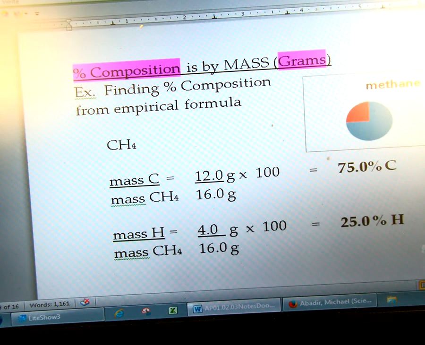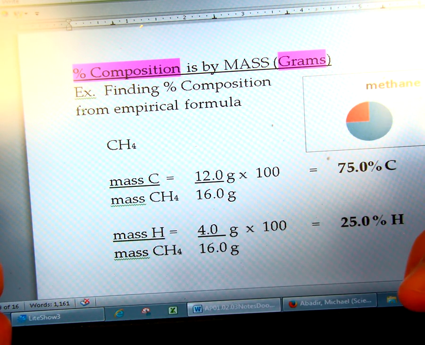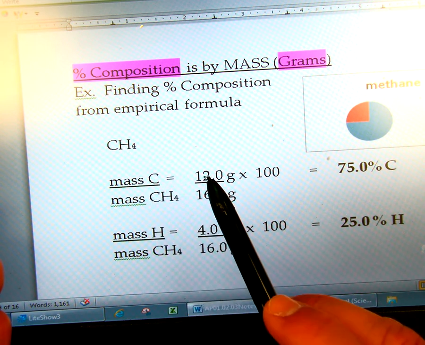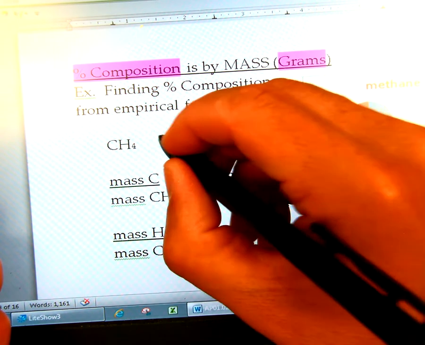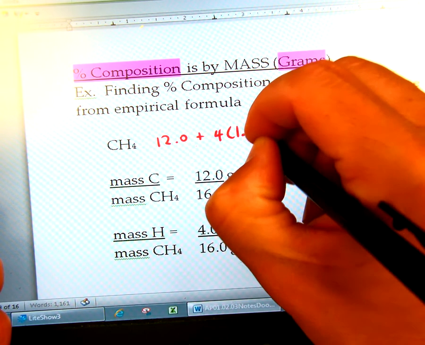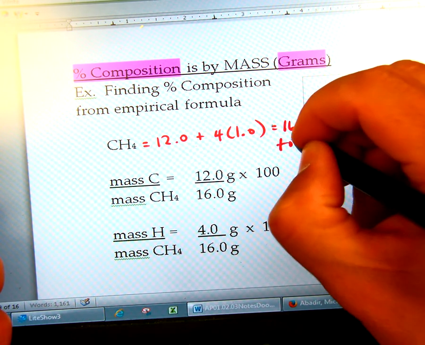Okay, next we're going to go to percent composition. If I say percent, you need to think of the word grams. So percent, grams, percent, grams. If I ask you for a percent, you have to find the grams of each part of the formula. So if I have CH4, which is methane, how much carbon is that? 12. How much does the whole thing weigh? It weighs 16, because this is 12 for the carbon plus 4 times 1 for the hydrogen. So that's 16 grams total.